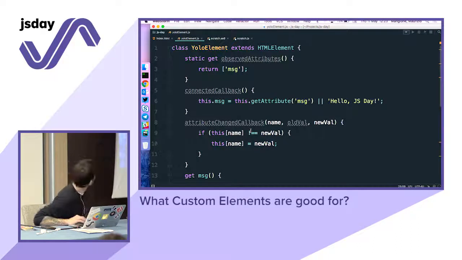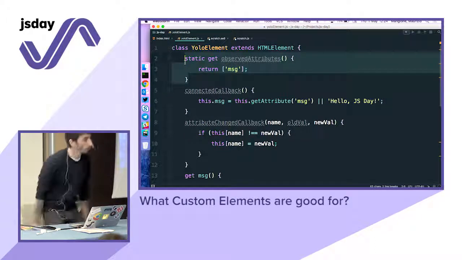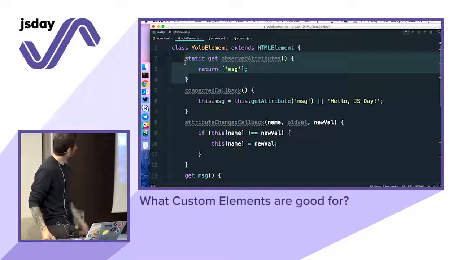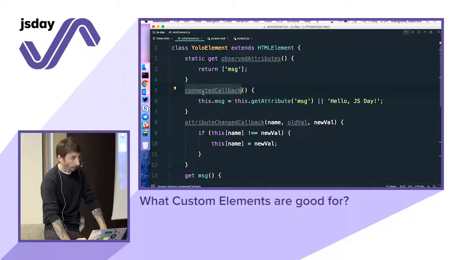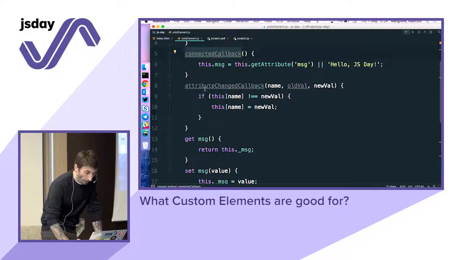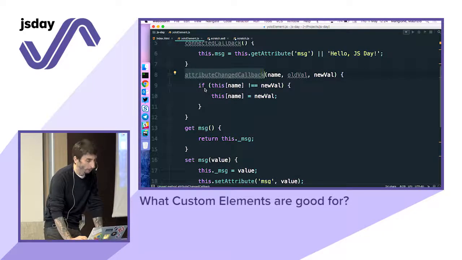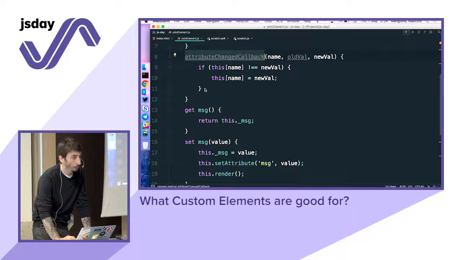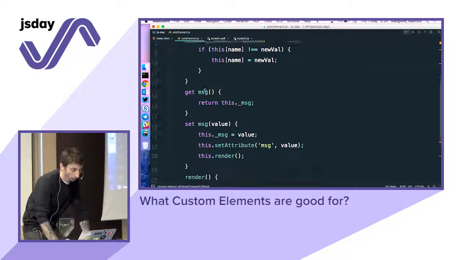So let's see the code. First of all, I need to tell the class which attributes I want to listen to. So I return an array with the attributes I want to observe. I have my connected callback, it's the same as before. Then I have my attribute changed callback, and this is evaluated every time an attribute changes, and a setter will be called if something actually changes.